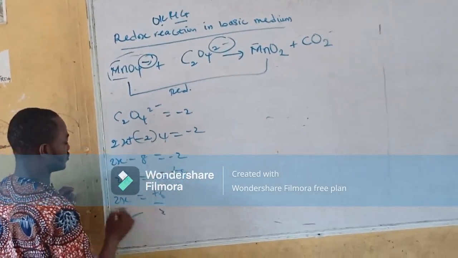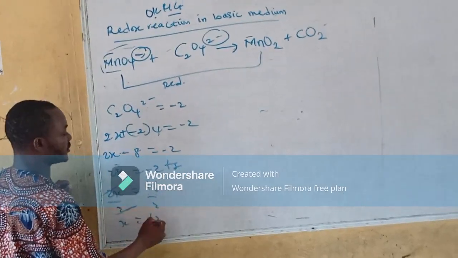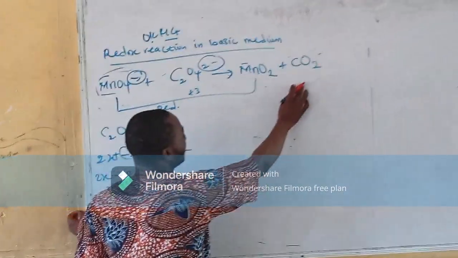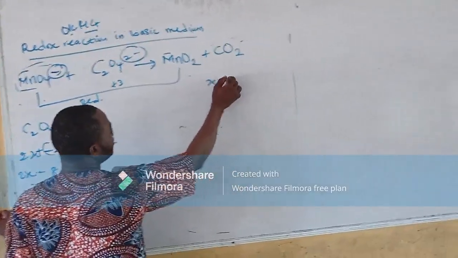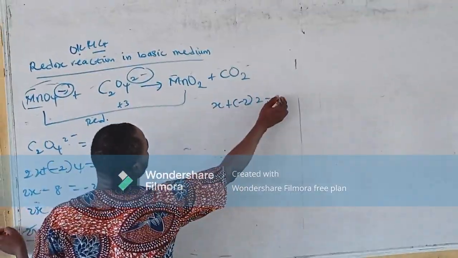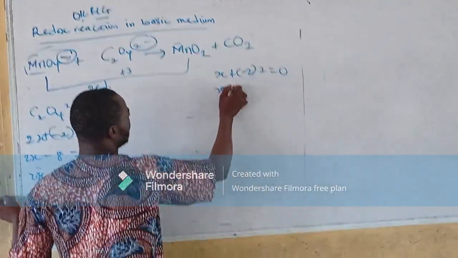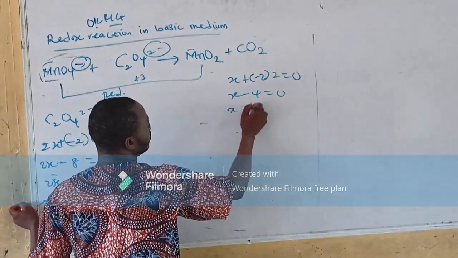Divide both sides by 2. So x equals plus 3. That means carbon here is plus 3. For CO2, carbon is x plus minus 2 times 2 equals 0. We are not going to put equals to anything because there's no charge on top. So x minus 4 equals 0. So x equals plus 4.